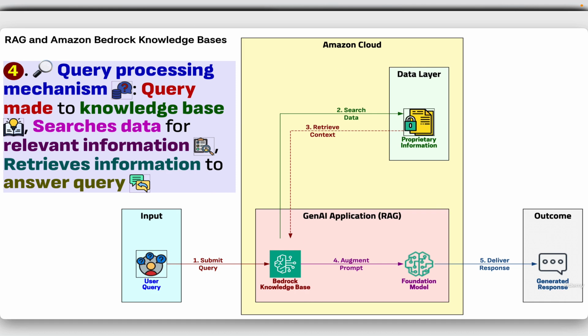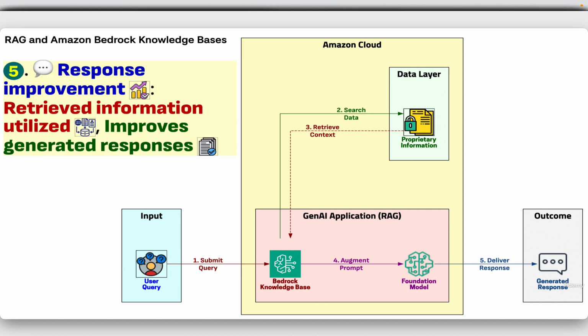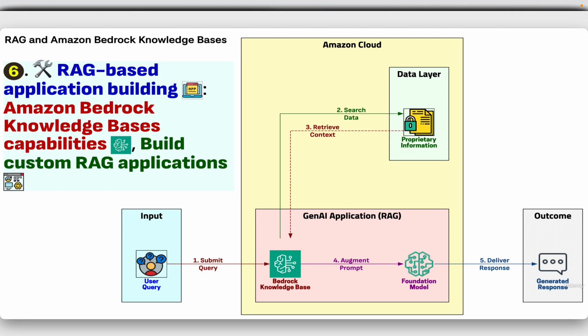When a query is made to a knowledge base, it searches through your data to find relevant information that can answer the query. The retrieved information is then utilized to improve the quality and accuracy of the generated responses. Users can build their own RAG-based applications by leveraging the capabilities of Amazon Bedrock Knowledge Bases to create custom solutions.